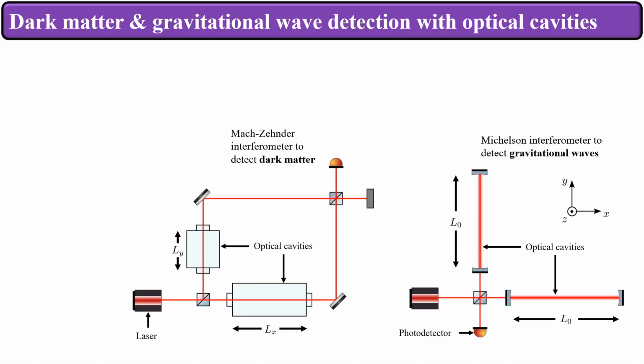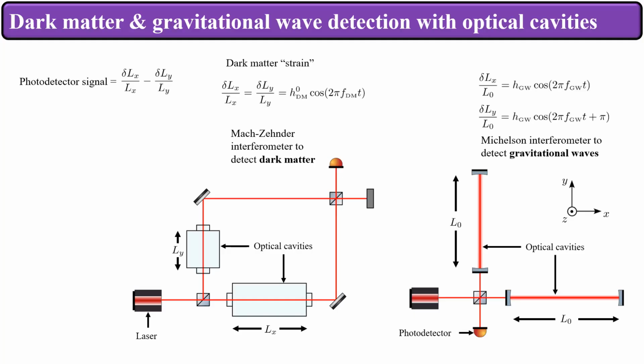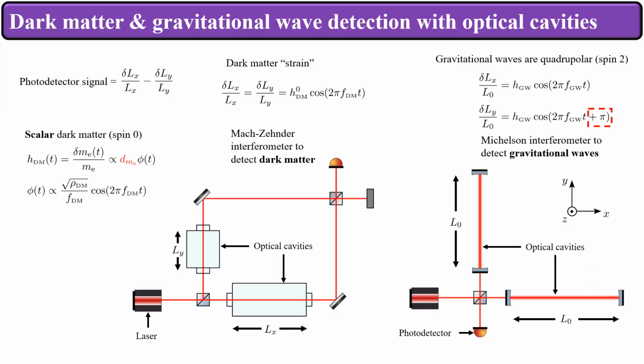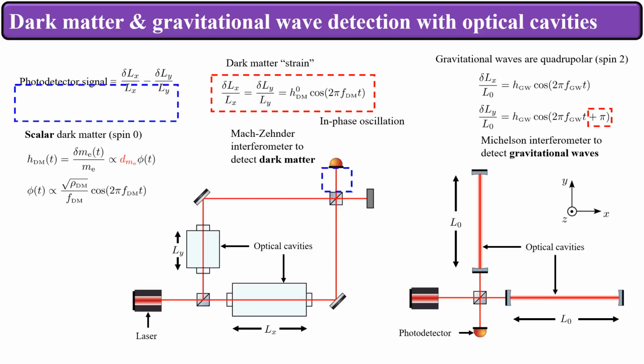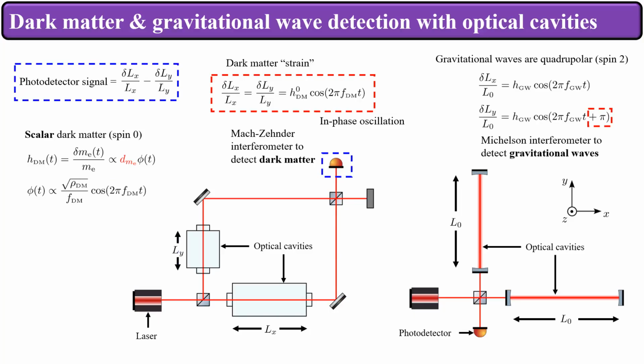Our dark matter detector is analogous to gravitational wave detectors, where oscillations in the length of one cavity are measured relative to the other. In both cases, we can define a strain associated with the fractional length change. The quadrupolar nature of gravitational waves causes the two arms to oscillate 180 degrees out of phase. However, for a scalar dark matter field, these cavities would oscillate in phase. So, to not get a cancellation from these two arms at the photodetector, we need to find a way to make these cavities oscillate out of phase.